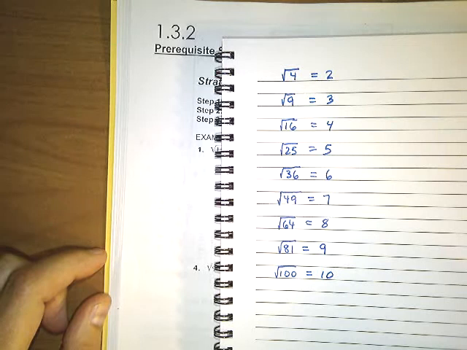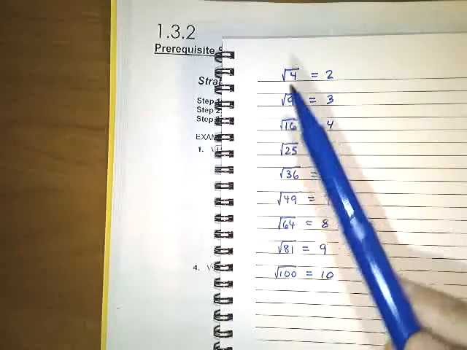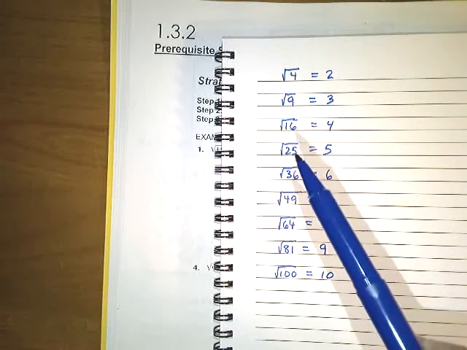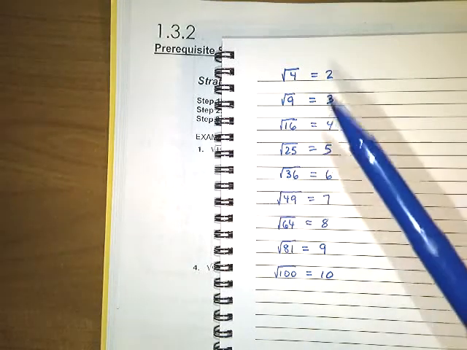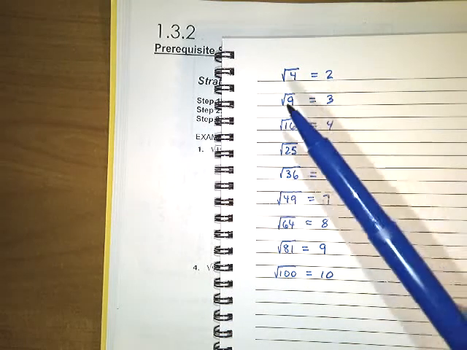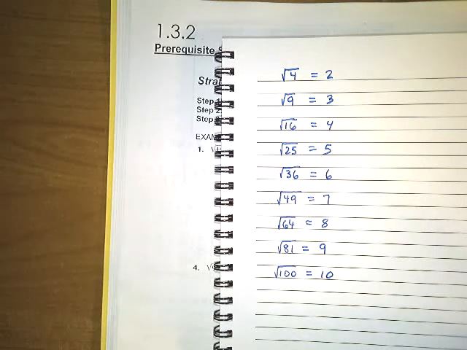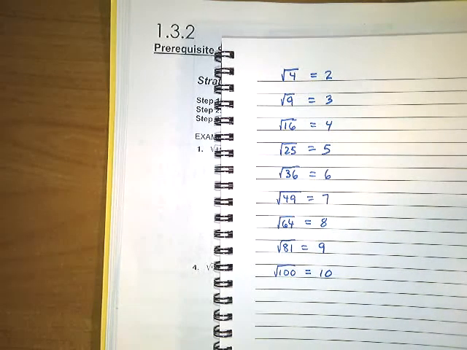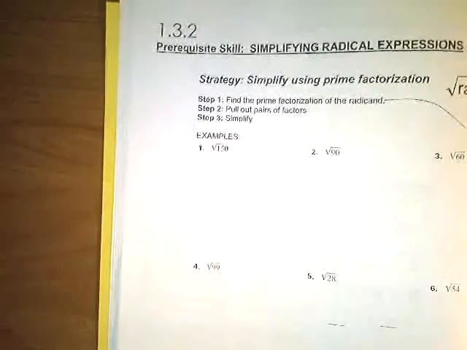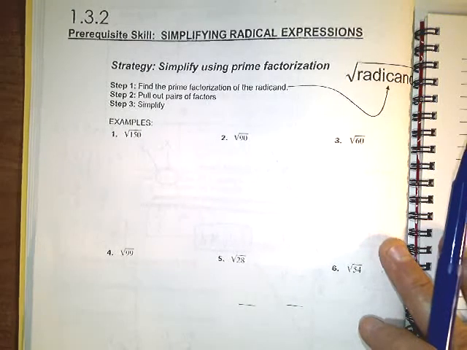This is a list of perfect square numbers. So 4, 9, 16, 25, 36, these are all numbers that are called perfect squares because they are the square of some other number. 3 squared is 9, 4 squared is 16, and 8 squared is 64, for example. So one of the things we can do with these types of special numbers is simplify other square roots.